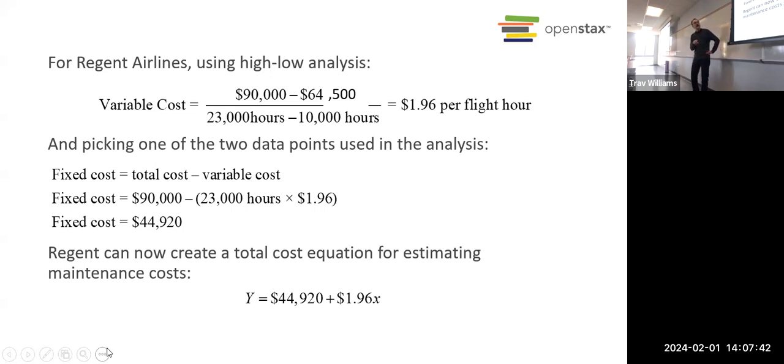Exactly right. So now that we know the variable cost per unit, we could multiply it, let's say by 10,000 hours, if we want to use the May data. And then we know the total variable costs for May. We could then subtract the total variable cost for May from the total cost for May. And then we know what portion is the fixed cost.